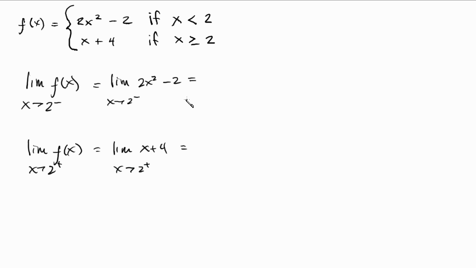And that's equal to, well, easy polynomial function. So we're just going to plug the 2 into here, and we'll get 2 times 2 squared minus 2. That's equal to 4 times 2 is 8 minus 2 is 6. Okay? Now, on this one here, we're going to plug the 2 into here. You have 2 plus 4, and that's equal to 6.